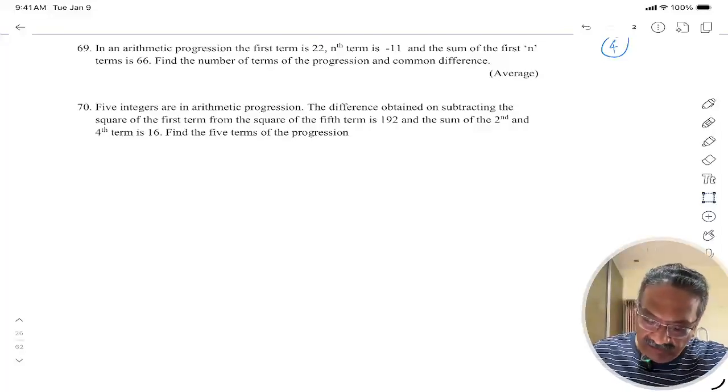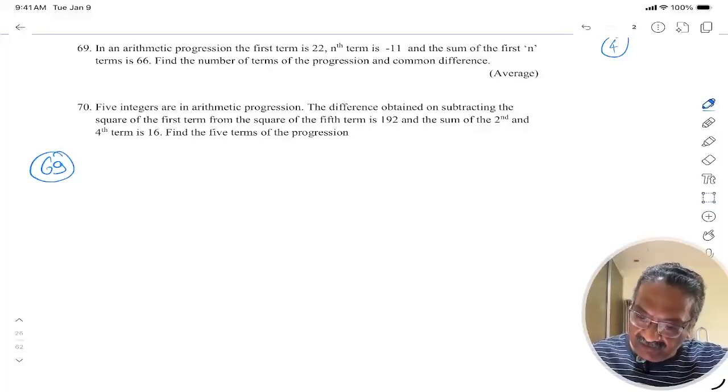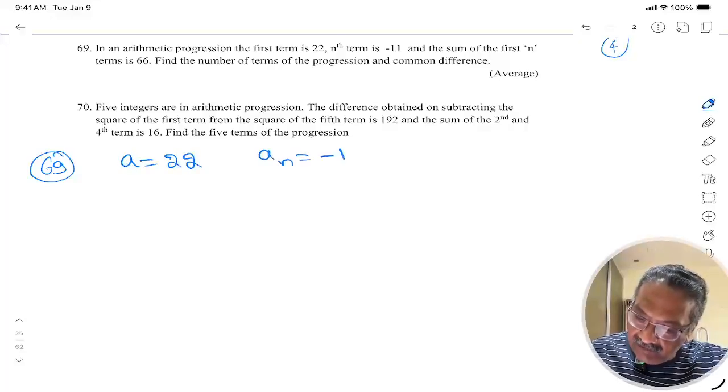Let us come to the 69th question. What does the 69th question say? We have an AP. The first term is 22. So A is 22. Nth term is minus 11. So AN is minus 11. And sum of the first n terms is 66.